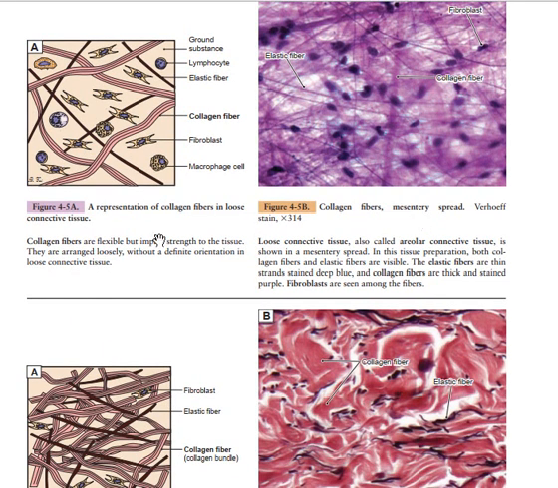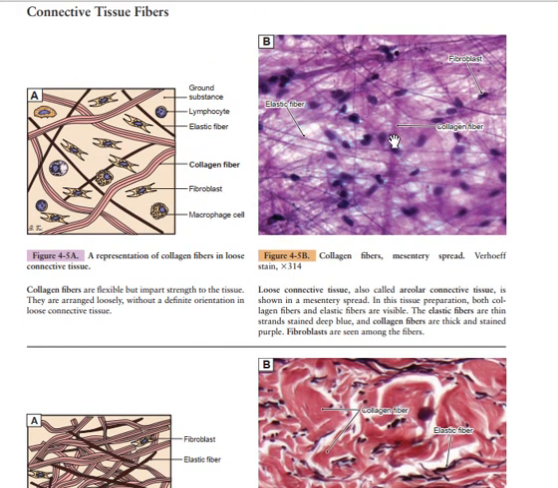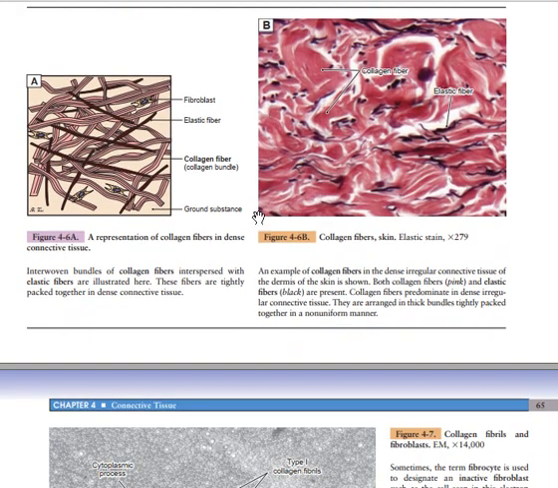So this is a representation of a loose connective tissue, as you can see here. Because in dense connective tissue, we are going to have packs of collagen fibers. This is a loose connective tissue because it's not very intertwined. Now the next one, just like you see, this one now is a dense connective tissue.